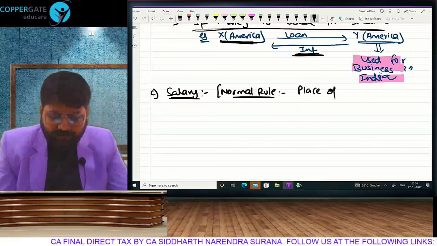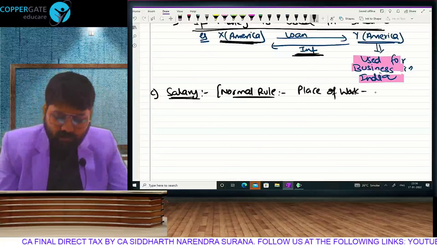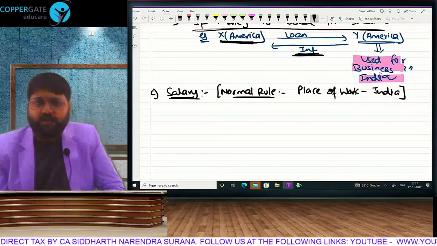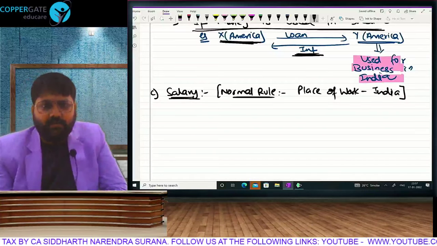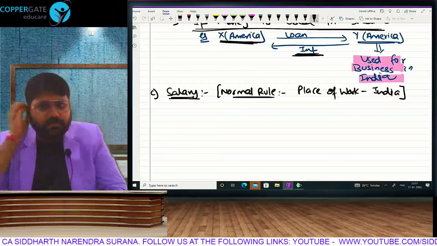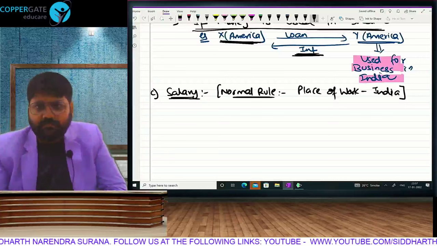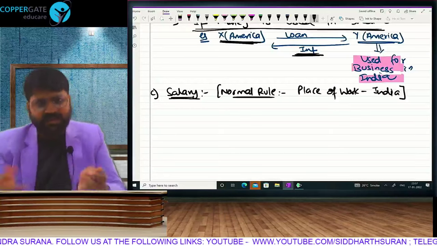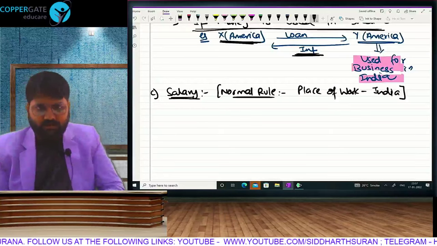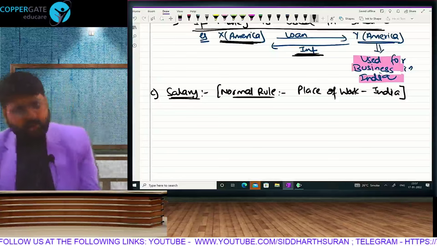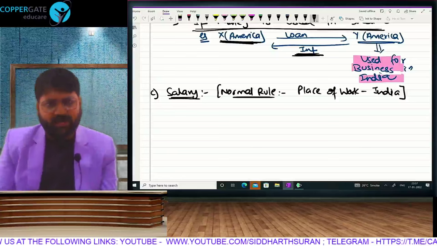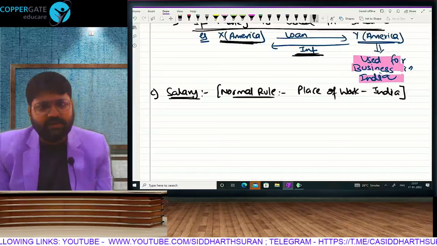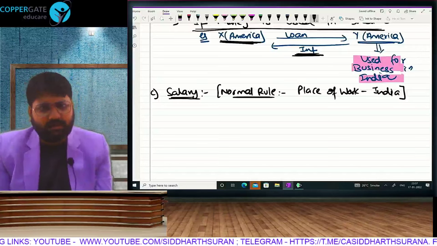If your place of work is in India, then your salary will be treated as accruing in India. Yes or no? Yes? Very easy. Correct? And what about a person whose job is outside India, working outside India? Then it will be treated as foreign salary accruing outside India.